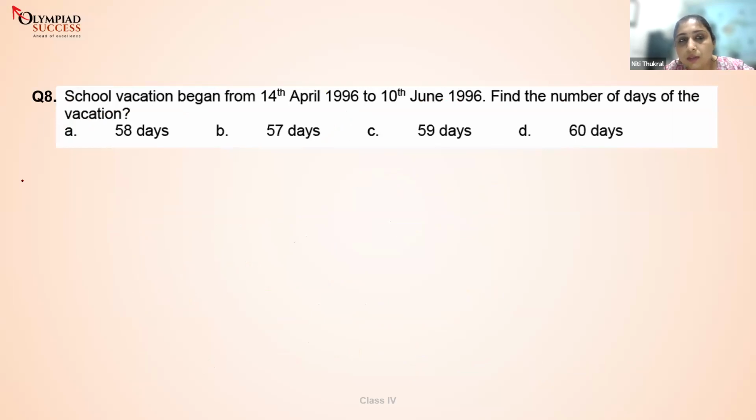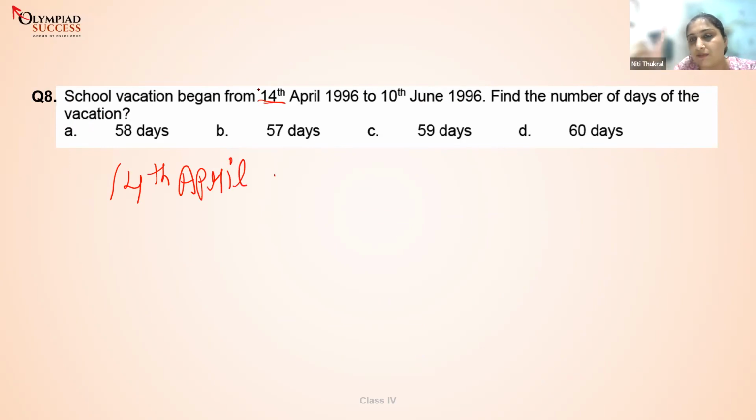Okay. Now, the school vacations are beginning from 14th April 1996 to 10th June 1996. Same year, not changing. Now you have to find out the number of days the vacation will be there. For how long will the vacations be? 14th April is the beginning, that means you will include it, because from 14th you are having your first holiday. And till 10th you are having your holiday. 10th is not your reopening day. Till 10th you will be enjoying your holiday, so you will be including this date also.